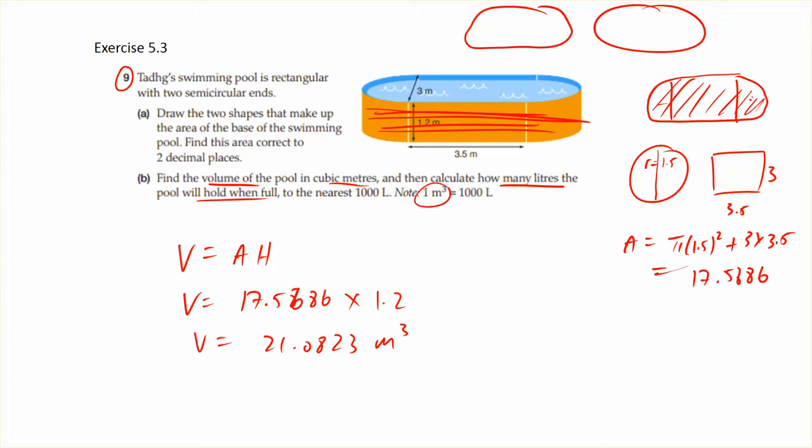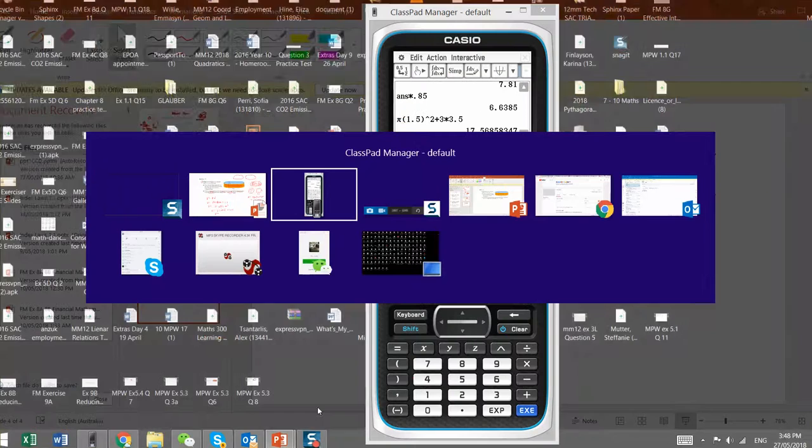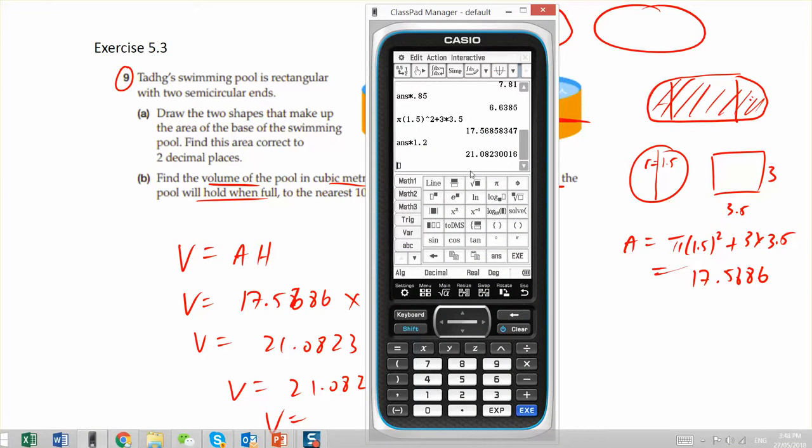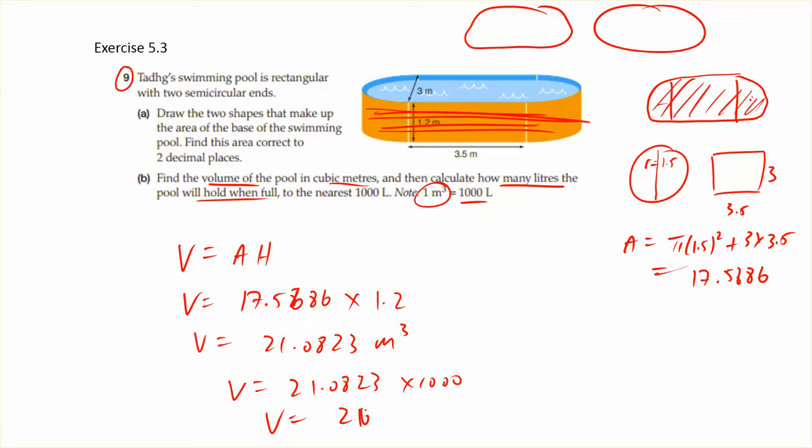Now you note that 1 meter cubed is equivalent to 1,000 liters. So we've got this many meters cubed, and to convert it to liters, you just multiply your answer by 1,000. Everything's accurate on my calculator, so all I need to do is multiply by 1,000, and to the nearest liter it's 21,082 liters. It says to the nearest liter.